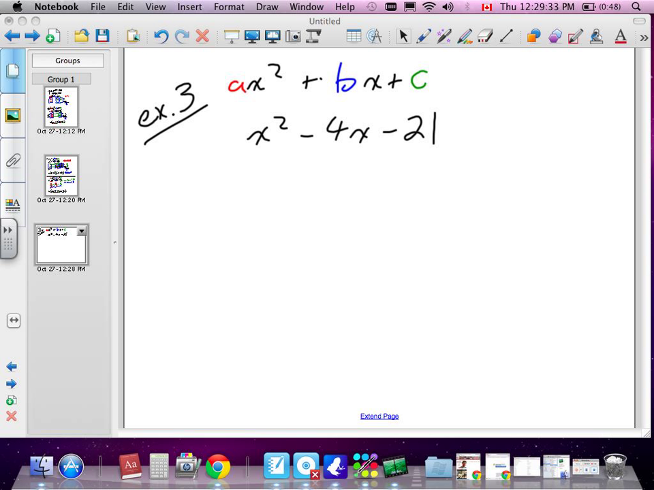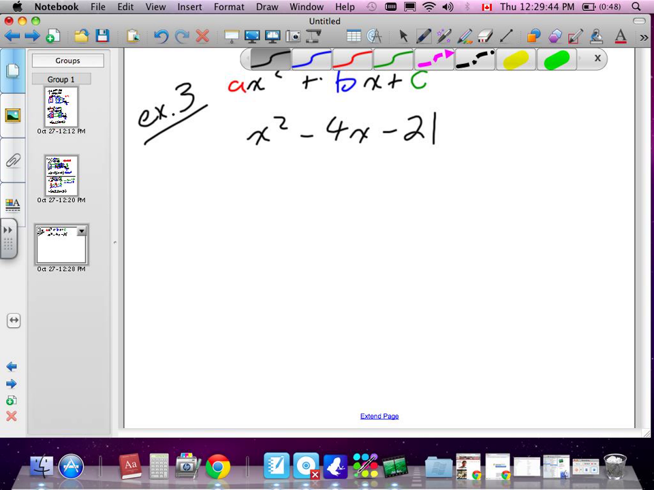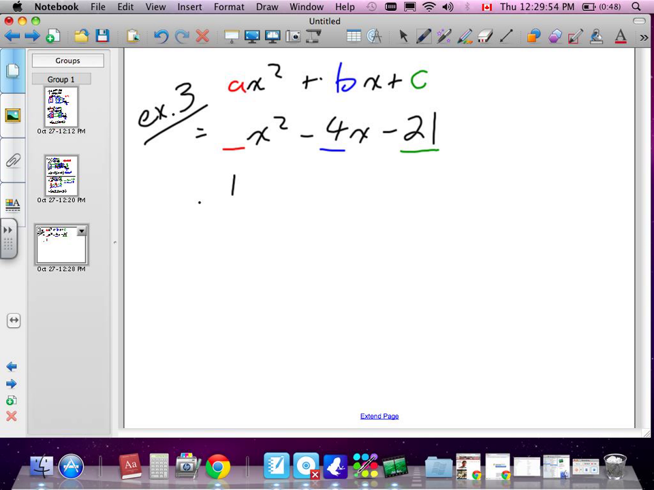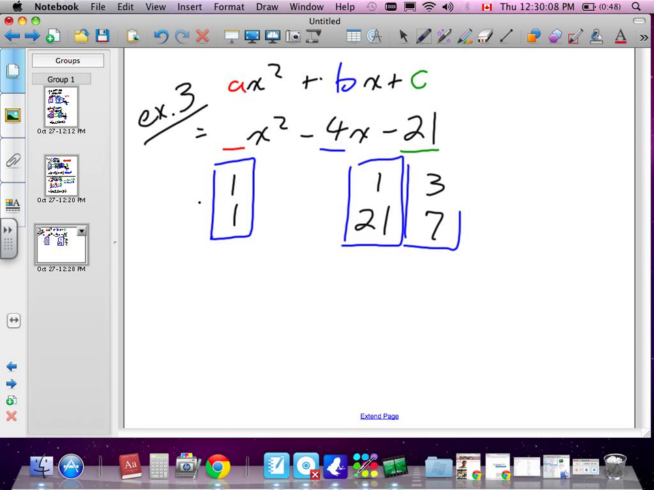Okay. We need to factor these terms. We're going to do the first method of factoring first. We know what our B is, and our C, and technically our A. I'm going to find the factors of A. What are the factors of A? 1 and 1, easy. Factors of 21. 1 and 21, and 3 and 7. We have 2 sets of factors for our C. We know the products need to add up to our B term, which is negative 4.